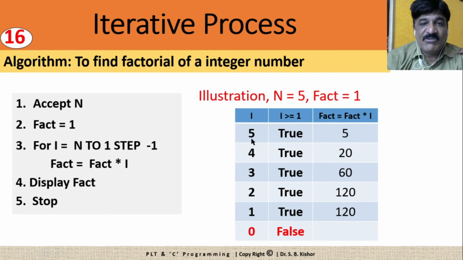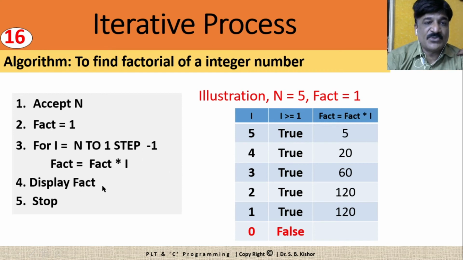Then again the value of I will be decreased, it will become 2. So 2 is greater than 1, yes, the condition is true. So 60 multiplied by 2 becomes 120. Then the value of I will become 1. So 1 is greater than 1? No, it is equal, yes. So 120 into 1 is again 120. And finally the value of I will become 0. So 0 greater than 1? No, the condition is false.